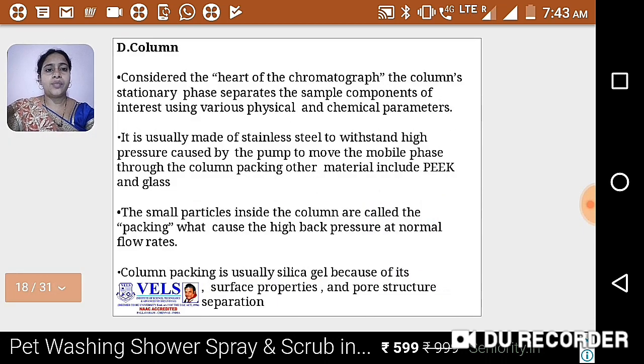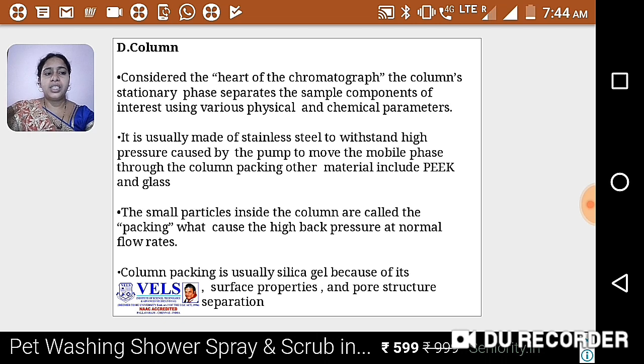Coming to the columns. Column is considered as the heart of the chromatogram. The column stationary phase separates the sample components of interest using various physical and chemical parameters. It is usually made of stainless steel to withstand high pressure caused by the pump to move the mobile phase through the column packing.